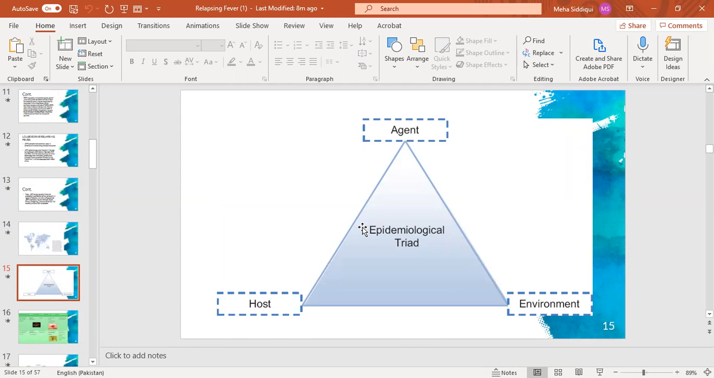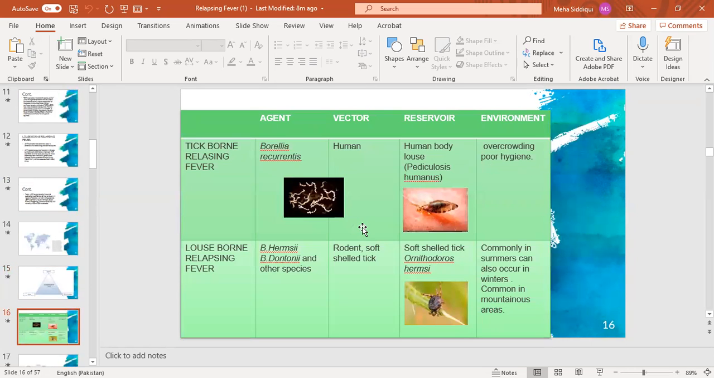Now coming to the epidemiological triad: agent, host, environment. Louse-borne relapsing fever: the agent is Borrelia recurrentis. The host is human, and the vector is the human body louse, Pediculus humanus. The environmental factors are overcrowding and poor hygiene.